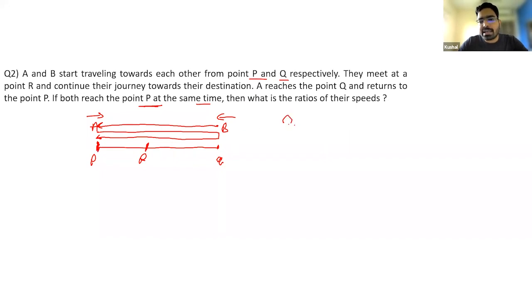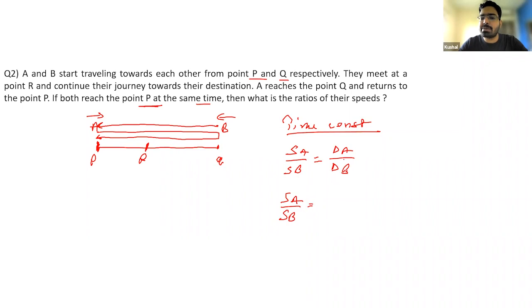Correct? So can I then simply say that my value of time is constant? If my value of time is constant, then the ratio of their speeds must be the ratio of their distances traveled, right? I don't know the ratio of their speeds. That's what I have to figure out. So speed of A by speed of B should be equal to the ratio of their distances traveled, by A. Now look at the distance traveled by A, starting from this point, going all the way up to the point Q and coming back. So let me say that this distance is equal to X.